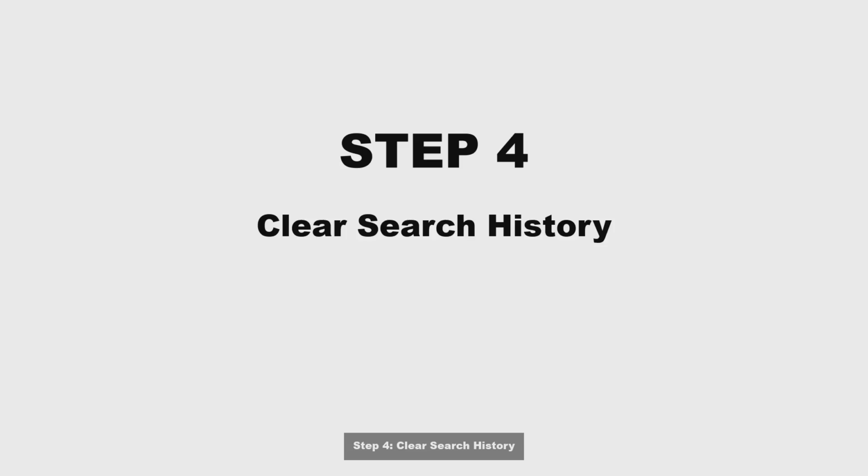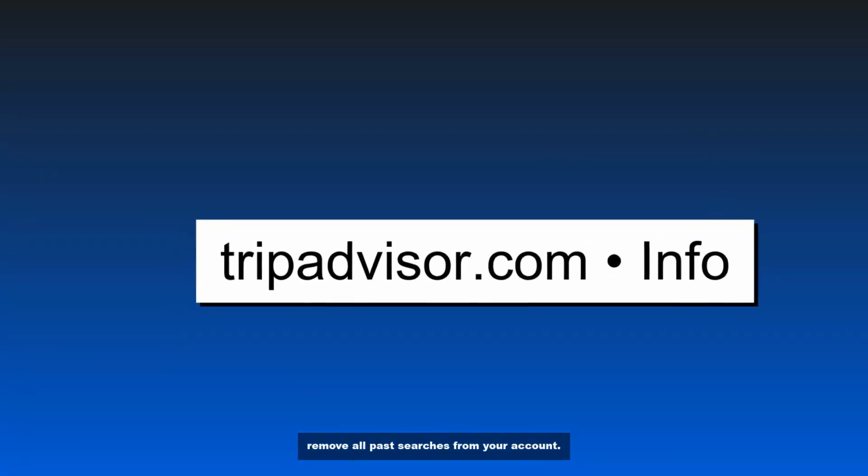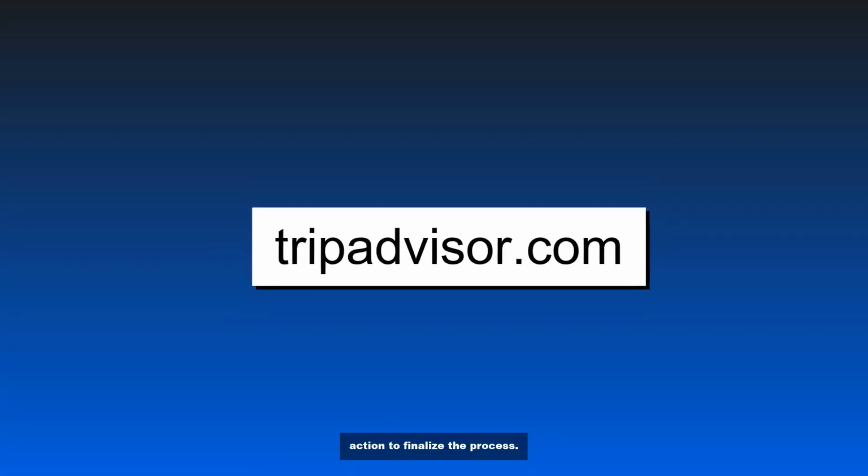Step 4. Clear Search History. Locate the option to clear or delete your search history. Click on this option to remove all past searches from your account. Step 5. Confirm deletion. You may be prompted to confirm your decision to delete your search history. Confirm the action to finalize the process.